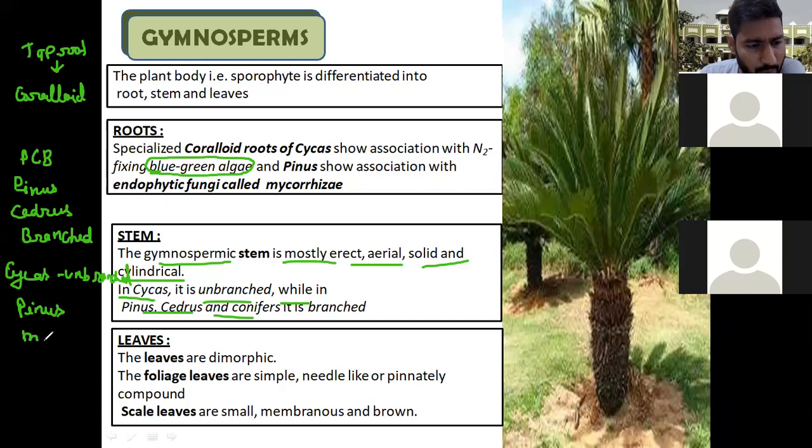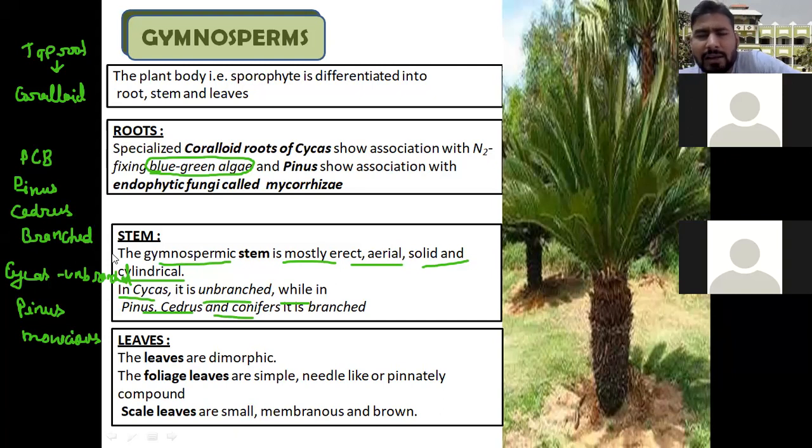Pinus is monoecious. Monoecious means bisexual in nature, hermaphrodite, meaning both sexes are present together. Dioecious means sexes separated, unisexual. Hermaphrodite we do not generally use for plants, we use it in the animal kingdom, like Pheretima posthuma in Annelida, and leech, which are hermaphrodite.